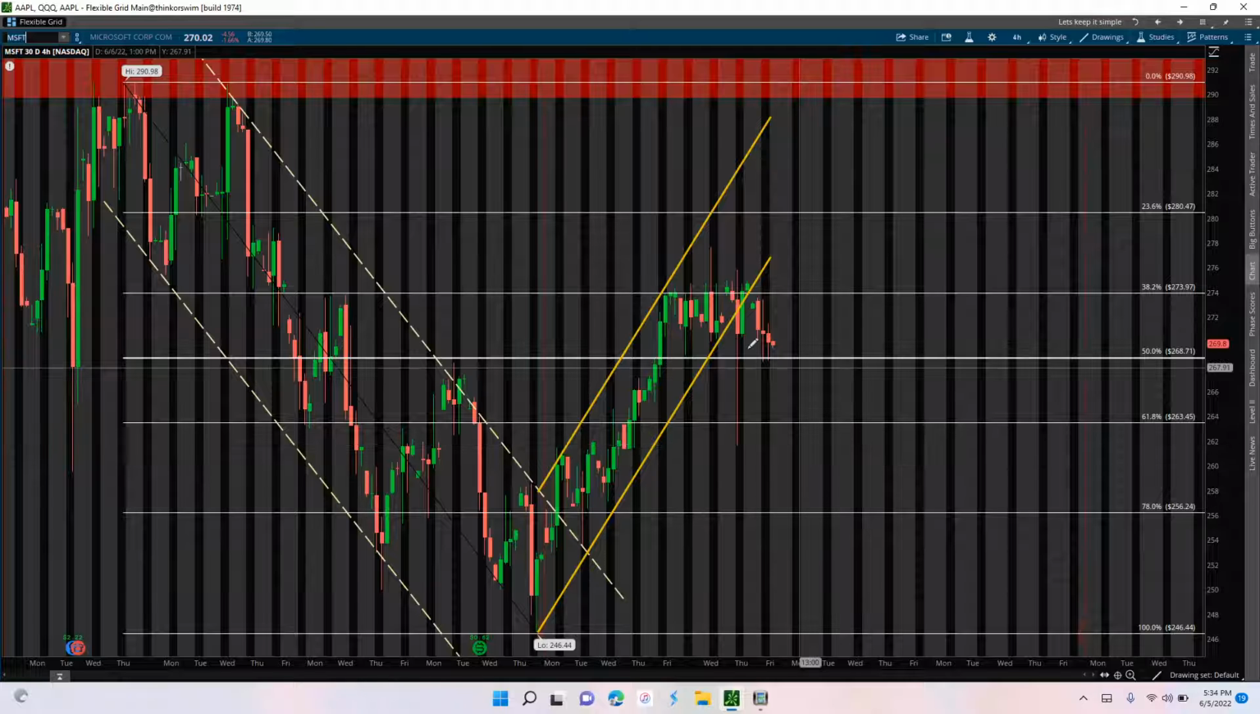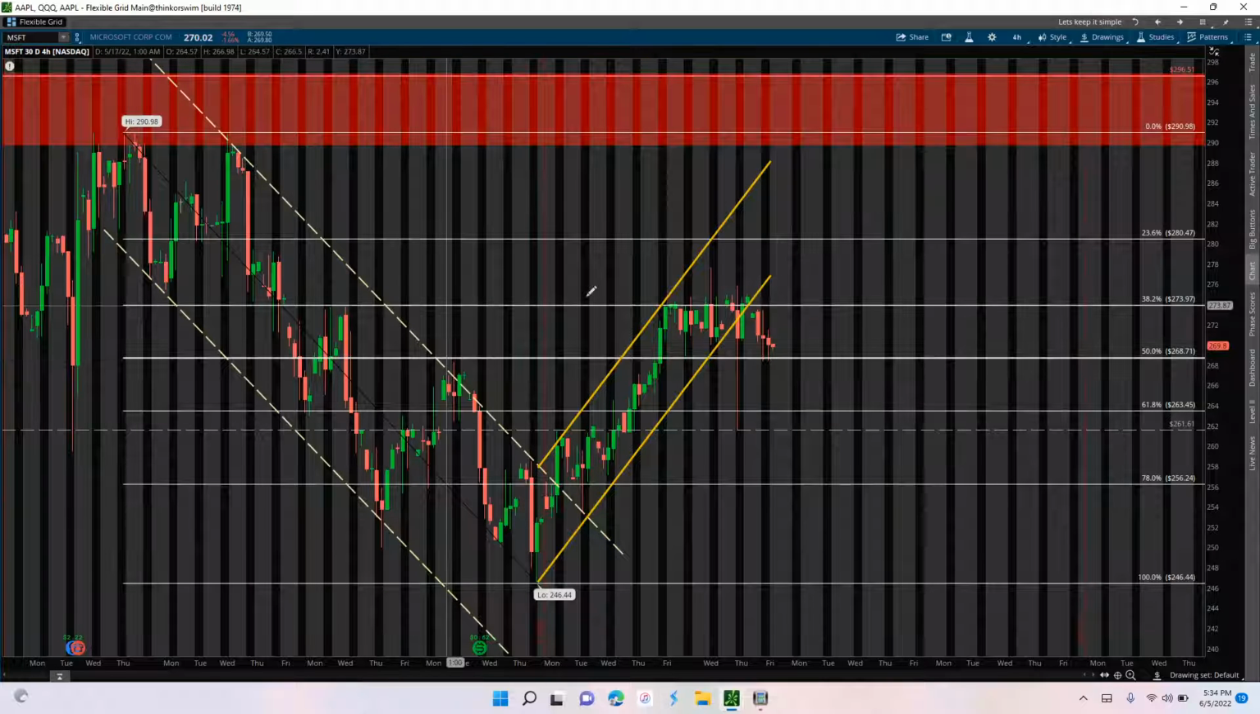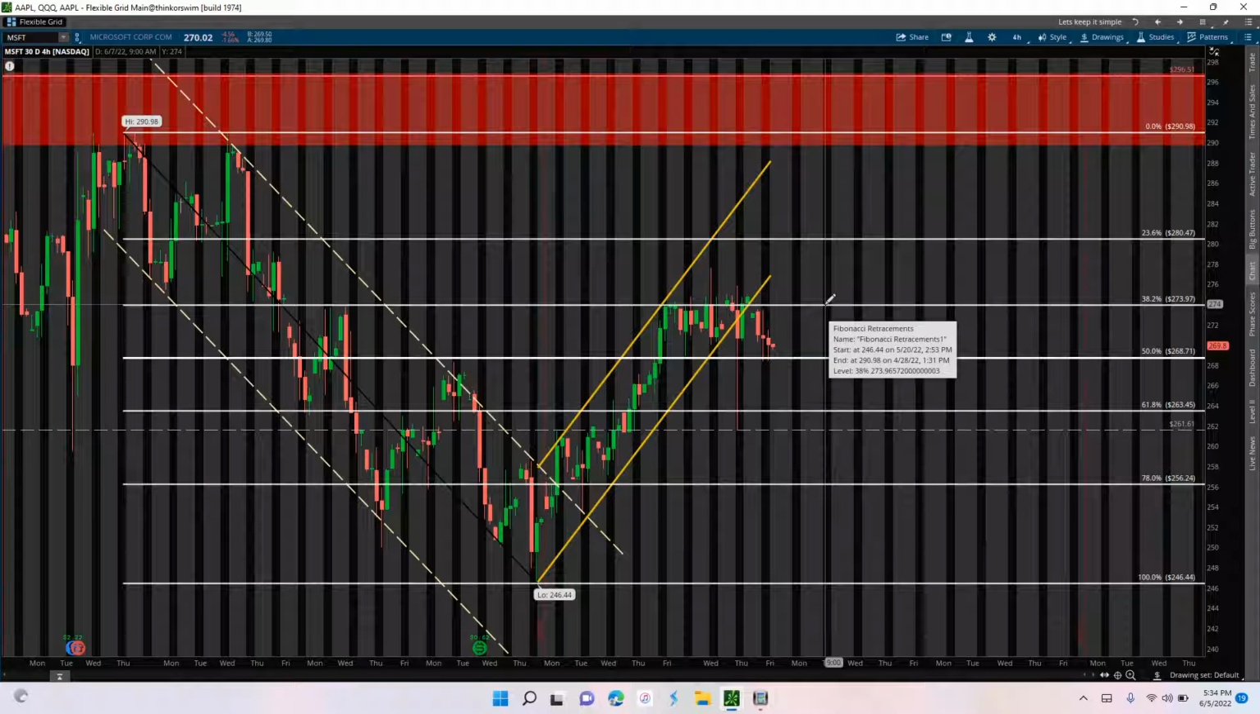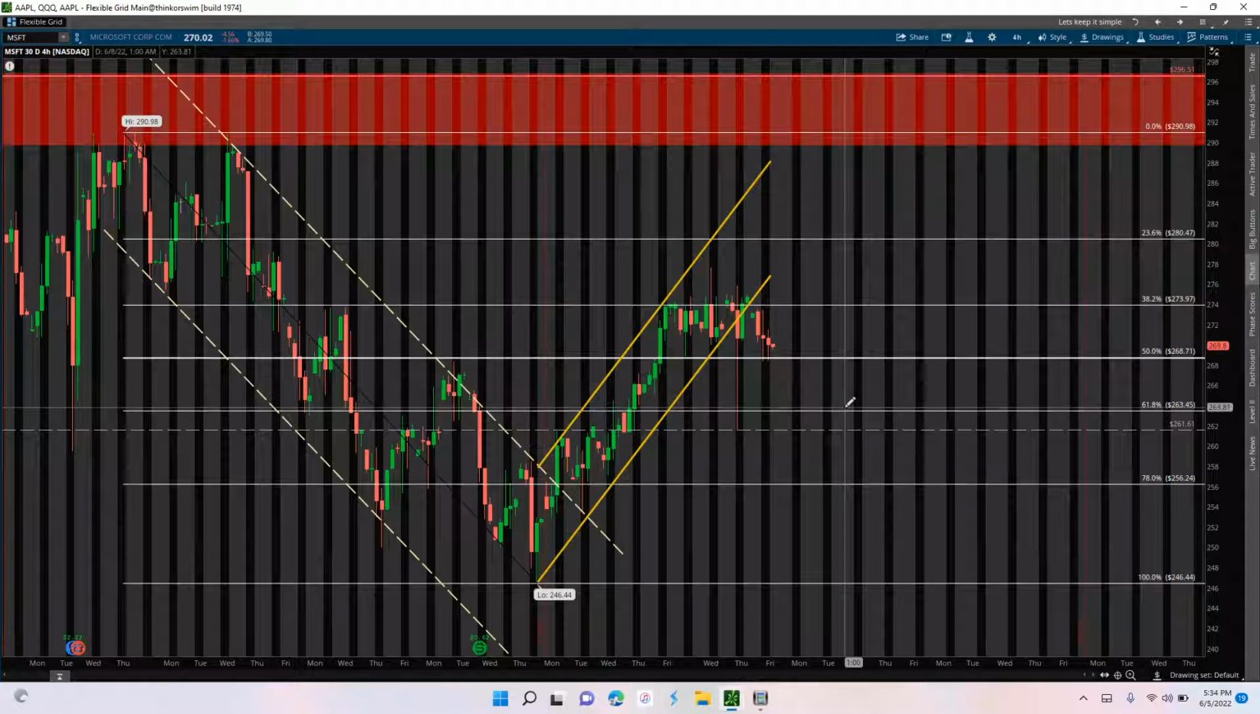Your support to lose is 268. Once we lose 268, we can see 263, this bottom wick. So you can put a line right here. You can make that your first target. This wick right here can be your first target. Below here, you have this target right here, 256. That's Microsoft. Resistance 274. We reject, we can drop to 263, 261.